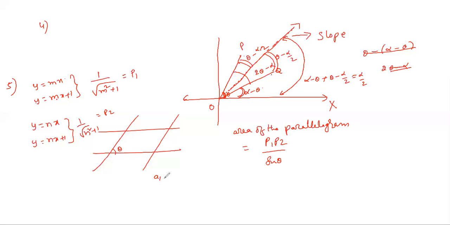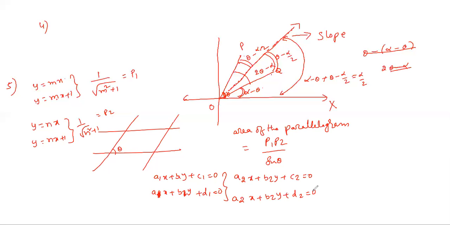a1x plus b1y plus c1 equal to 0, and a1x plus b1y plus d1 equal to 0. These two are parallel. Next, a2x plus b2y plus c2 equal to 0, and a2x plus b2y plus d2 equal to 0. These two are parallel, correct? Yes, sir. a1x plus b1y are the same, but the constants are different. Similarly here, so two sets of parallel lines means it is a parallelogram.